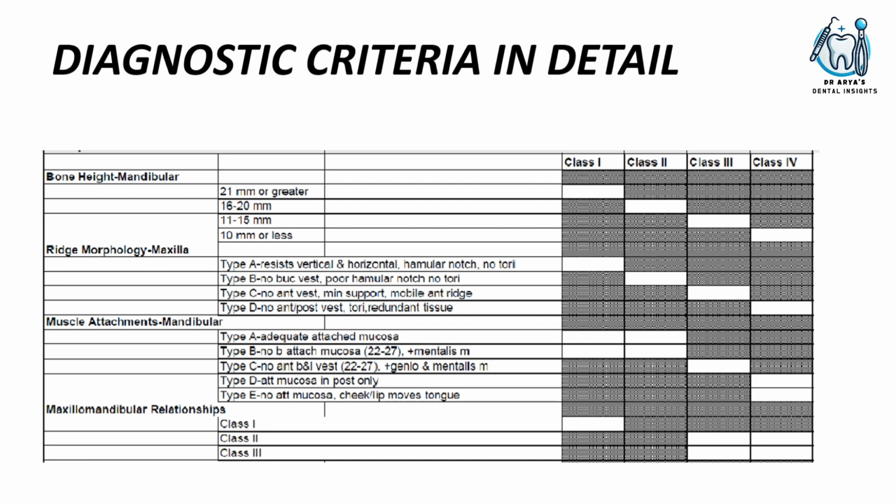Then class 3, it is substantially compromised. Bone height is type 3, that is 11 to 15 mm. Its morphology is type C. Muscle attachment is type C. And the maxillo-mandibular relationship is class 2 or 3. And class 4, severely compromised. Bone height is type 4, that is 10 mm or less. Its morphology is type D. Muscle attachment is type D. And the maxillo-mandibular relationship is class 2 or 3.